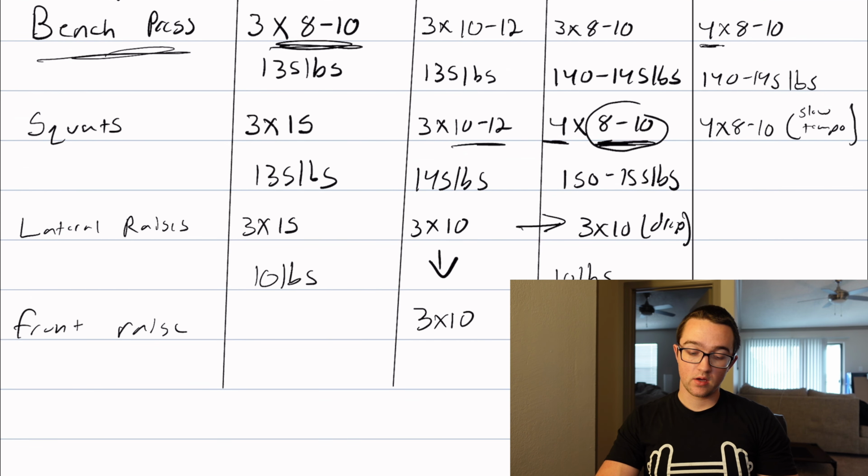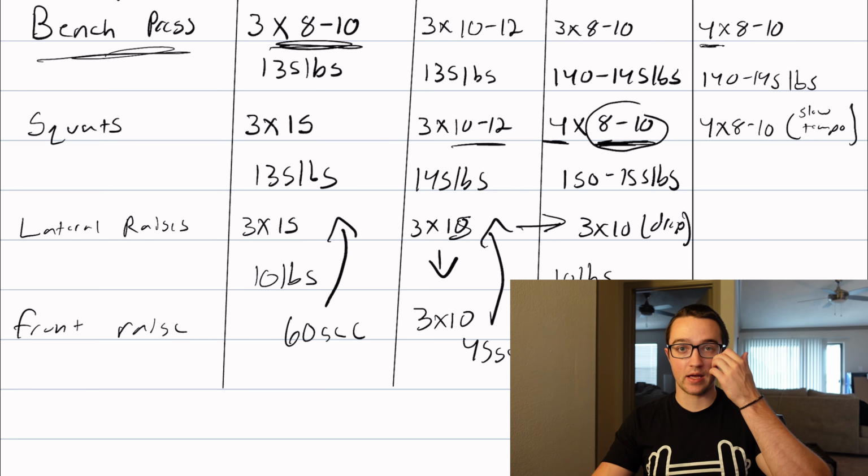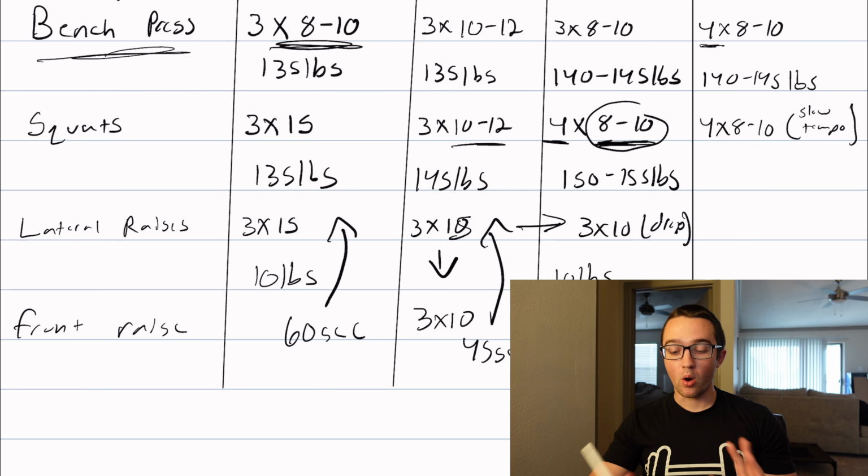So say this week on lateral raises, you're getting 60-second rests. And then this week, say we were to keep the same thing, we're going to keep it at 3 by 15, but we move it down to 45-second rests. That is also technically a way to implement progressive overload. So hopefully that's all making sense.